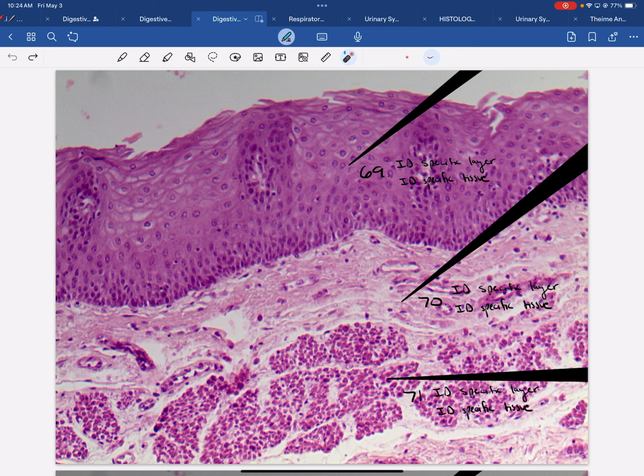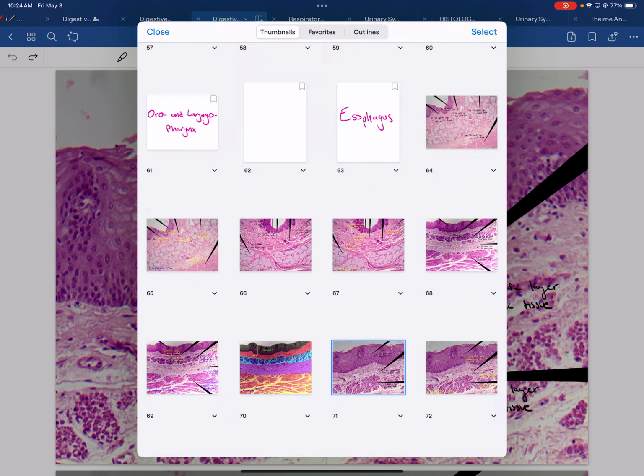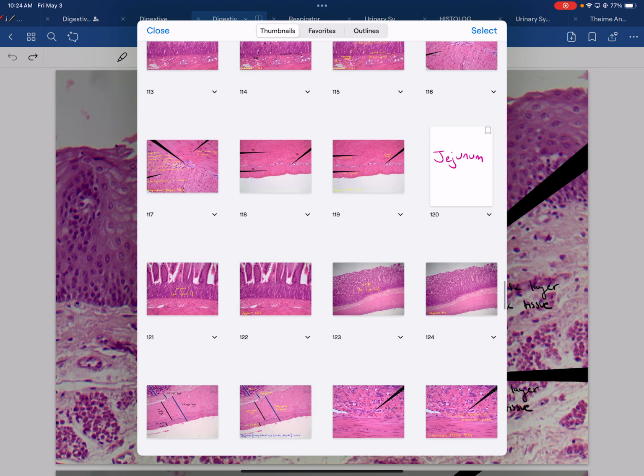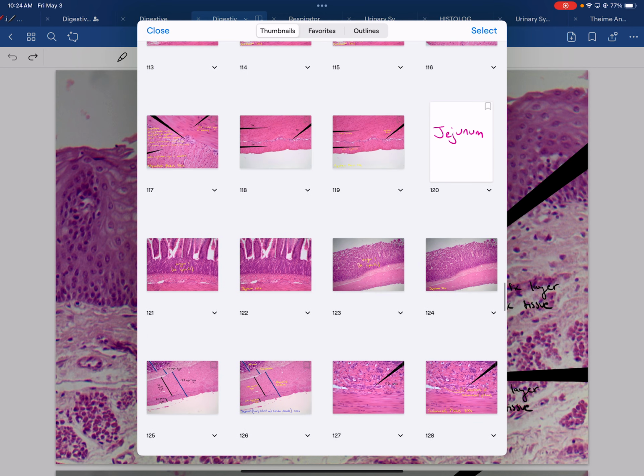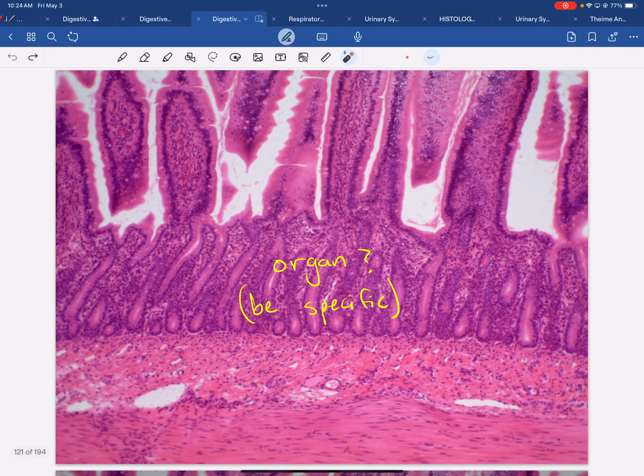All right, let's do another one. Does it show the adventitia in that slide for the esophagus? It didn't. That was only showing the mucosa. Do you think they would do a slide with adventitia for the esophagus? They could. Yep.